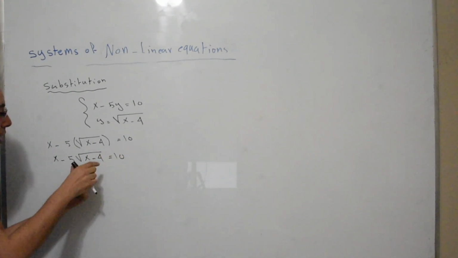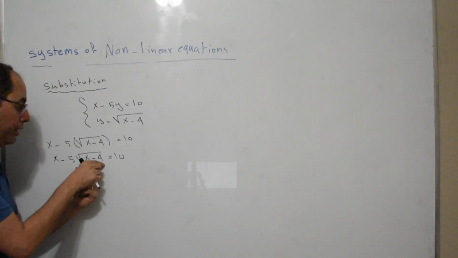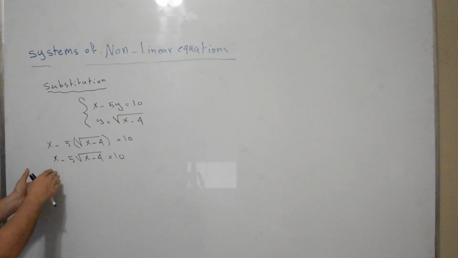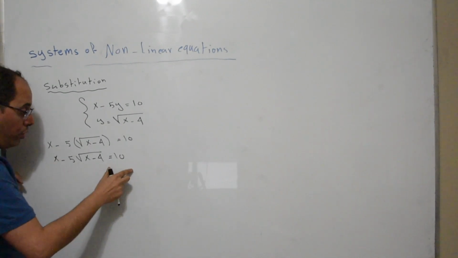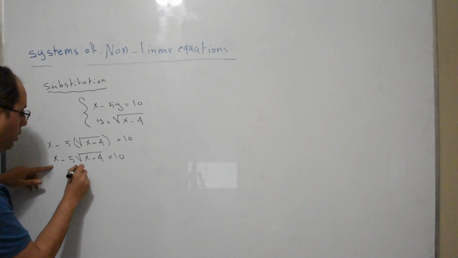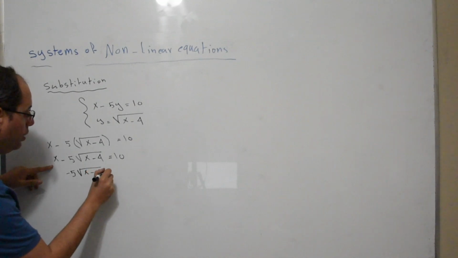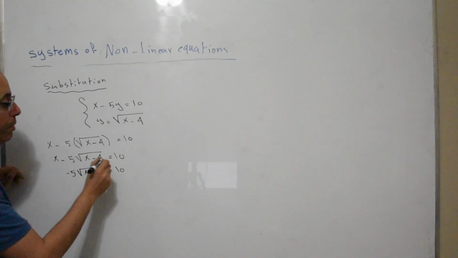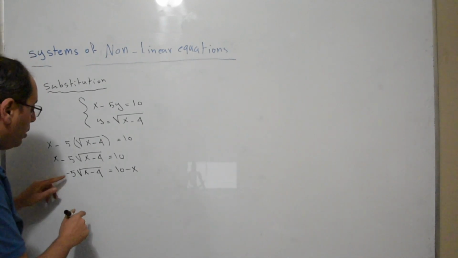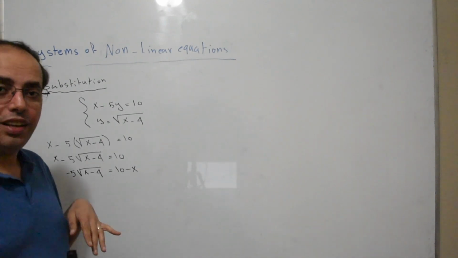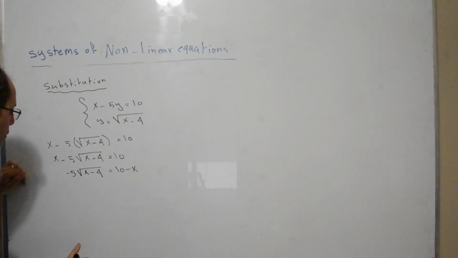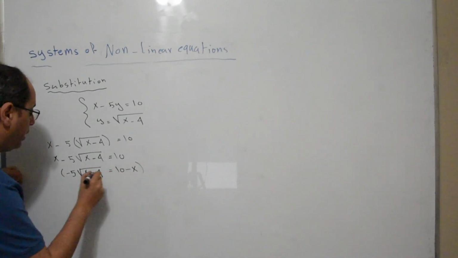Okay, I need to isolate the radical here. So I need to get rid of x. So how can I do that? You subtract the x from both sides. So when I subtract x, I'll have negative 5 times the square root of x minus 4, and here I have 10, and we subtract x, so I get negative x. Okay? I don't like the negative, so I need to get rid of the negative. Multiply by negative 1 or divide by negative 1. Same.